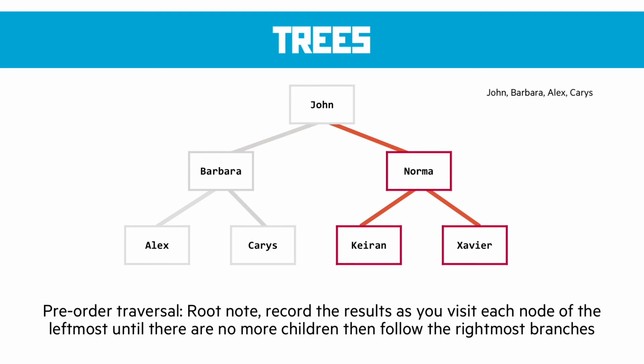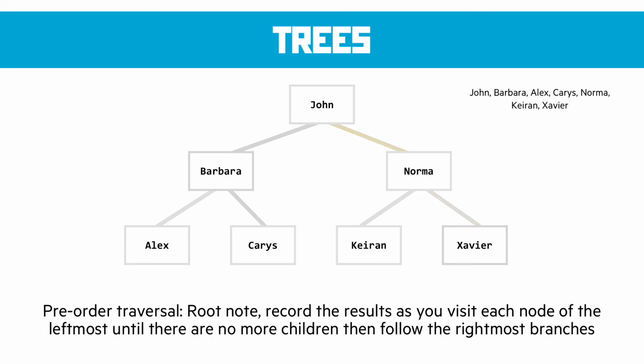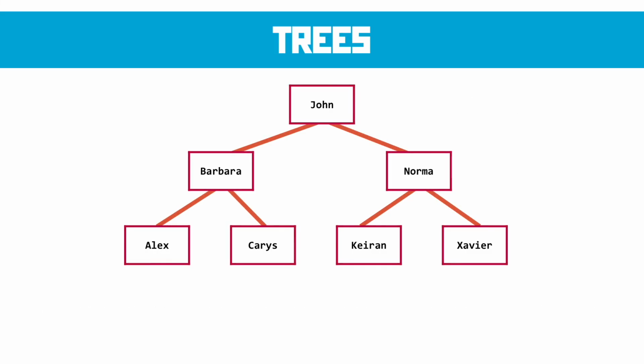We've exhausted those branches completely. We go back all the way up to our root node, to John, and now we can go right for the first time. Well, we encounter Norma, so she goes down. Then we go left again because we can, and we put Kieran down. We've exhausted that branch, so we come back up and go right, and we look at Xavier. And then we've exhausted all the branches, and the tree is completely read. That's pre-order traversal. Let's have a look at a different one.